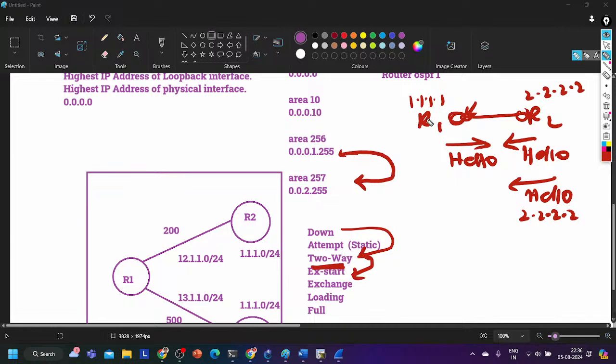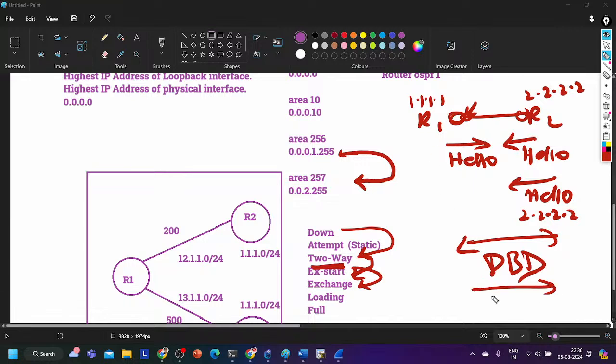In ExStart state, routers are going to exchange type 2 messages. Type 2 message means DBD message, right? After exchanging DBD messages, the neighborship state will move to Exchange state. In Exchange state, both routers are going to exchange their LSA headers. LSA header is just like the menu card of a restaurant. So in the restaurant, let's say you want to order a burger, right? Once you enter the restaurant, first the receptionist will give you the menu card. What does the menu card carry, guys? Just a header of all available foods. Like we have burger, we have pizza, we have X, Y, Z, blah blah blah.